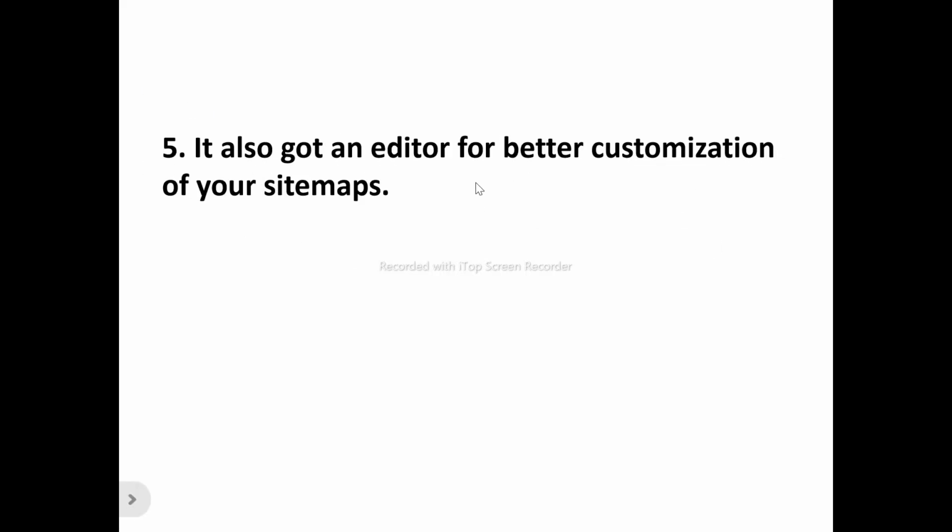Number five, it also has an editor for better customization of your site maps. When you make use of Visual Site Maps, it has an editor that allows you to easily rearrange the structure of your pages to your liking. Maybe you want to change the titles, add or remove sections, or even upload screenshots to make your site map more comprehensive.